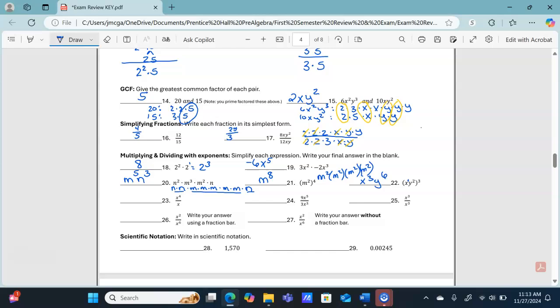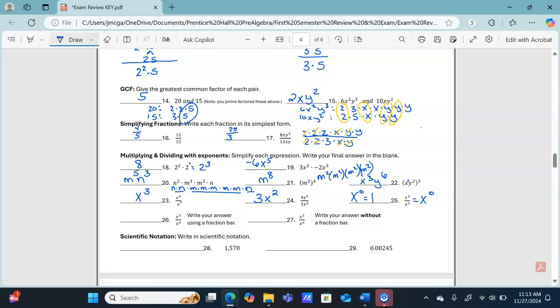23 through 27, we're doing division. When we divide, we subtract our exponents. So this is going to be x to the 3rd, 4 minus 1. 9 divided by 3 is 3. X to the 5th divided by x cubed is x squared. 5 minus 3 is 2. This is going to be x to the 0, which is 1. And you can see that that's 1 because you have the same thing over the same thing.